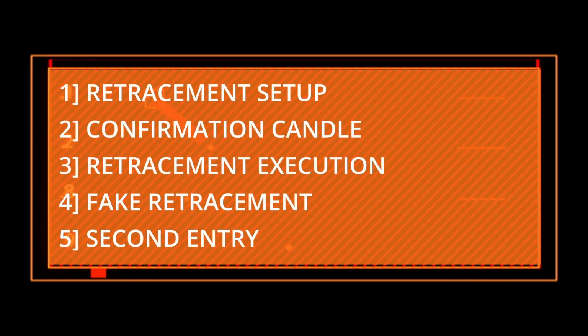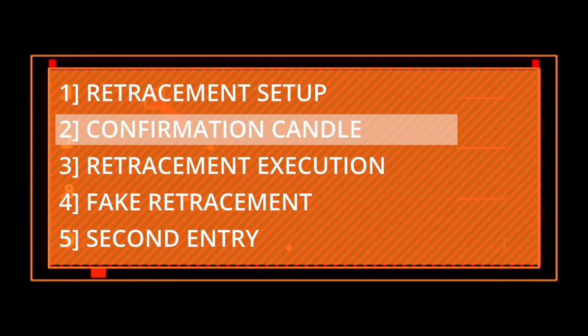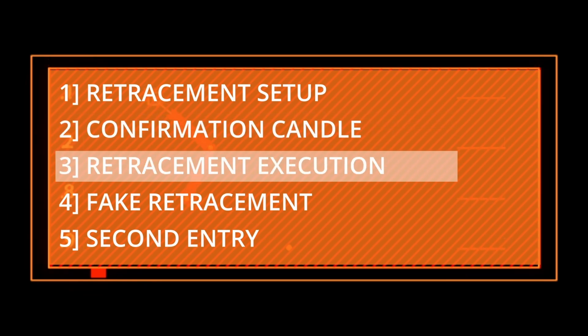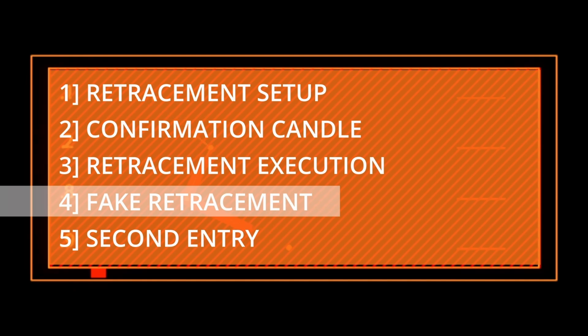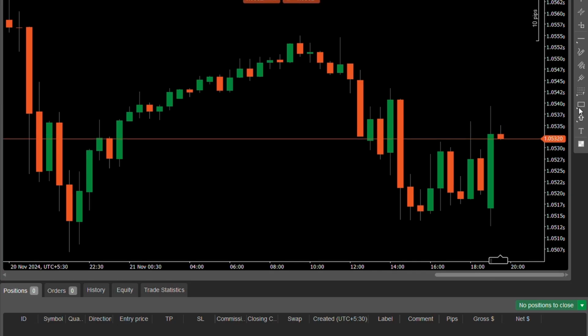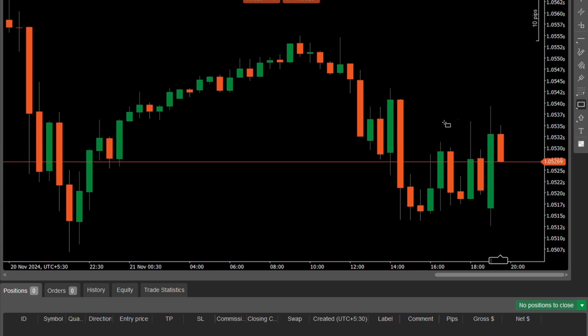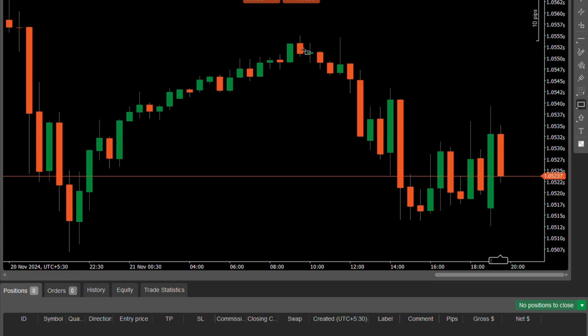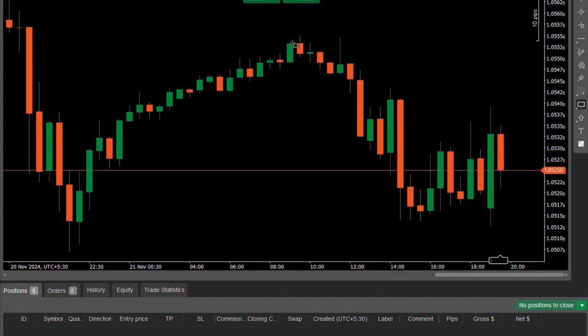Here they are. The first chapter is retracement setup. The second one is the confirmation candle. The third one is retracement setup execution. The fourth one is fake retracement candle. And the final chapter is second entry. As we know, the second and the final chapter titles are the same for all these 8 setups. So if you don't know how to identify the confirmation candle, we clearly explained it in this video. Please watch that video. So let's move to the first chapter, retracement setup.